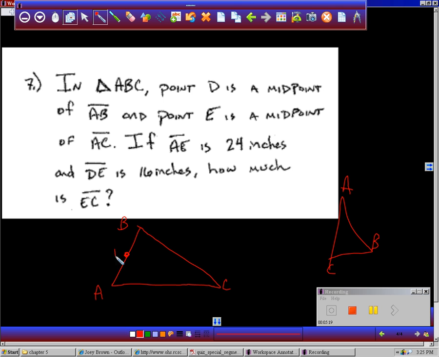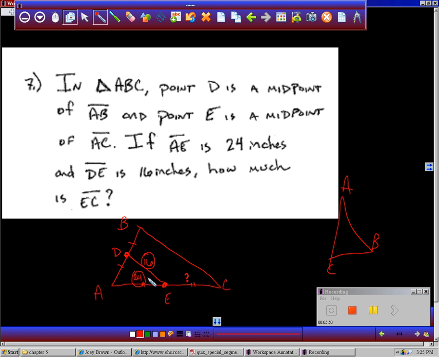Here's point D because it has to be right in between A and B. Point E is a midpoint of A and C, so here's point E because it has to be right in between A and C. If AE is 24 inches, so AE is 24 right here, and DE is 16 inches, DE is 16 right there. How much is EC? I'll give you a second to think about it.